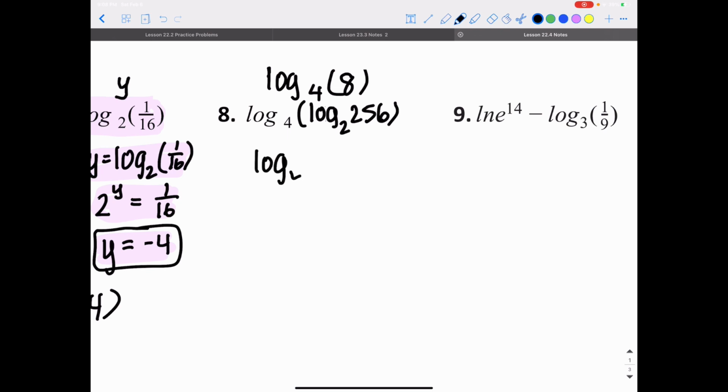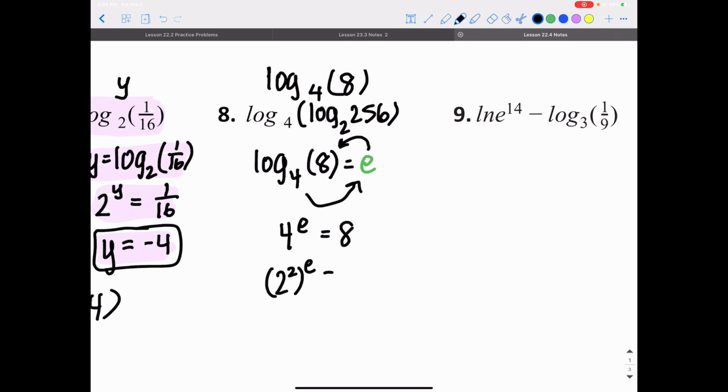So I have log base 4 of 8, and I'm going to set that equal to e, an exponent. I know it represents an exponent. I know 4 to the e power gives me 8, so I'm going to write that equation. 4 to the e power gives me 8. I want to rewrite both of these sides in terms of the same base. 4 and 8 share 2 in common, so I'm writing 2 squared raised to the e power on the left, and 2 to the third power on the right.